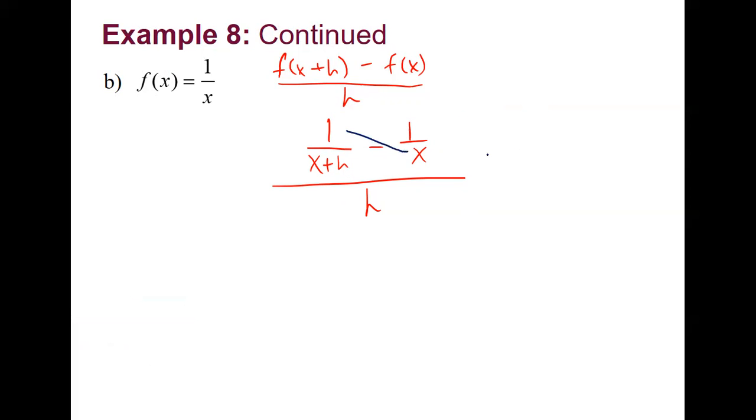So we have 1 times x, which is x, minus x plus h times 1, which is just x plus h, all over x times x plus h.